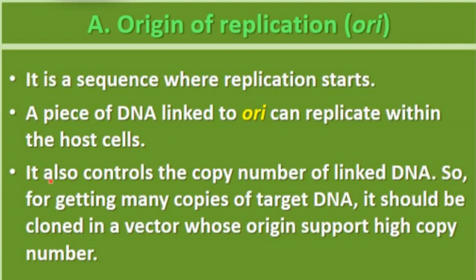And also this ORI controls the copy number of linked DNA. How many copies of that linked DNA will be formed is also controlled by ORI. So for getting many copies of target DNA, that is the foreign piece of DNA, if we want to make more copies, it should be cloned in a vector whose origin supports high copy number.